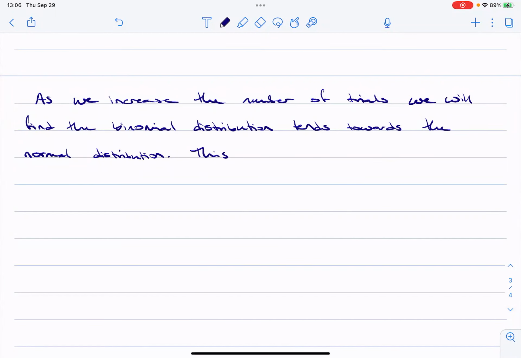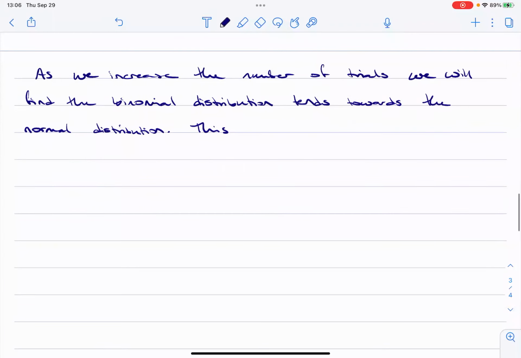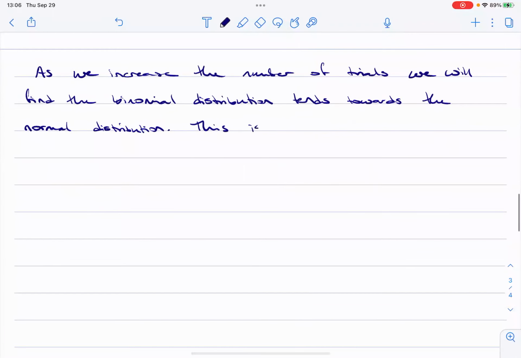And you might remember there's some conditions we had to check. We had to check that we had at least 10 successes and at least 10 failures in order for this to be true. But this is especially true. How can something be especially true? It's true quicker, but that sounds weird. It's especially true when P is close to 0.5.